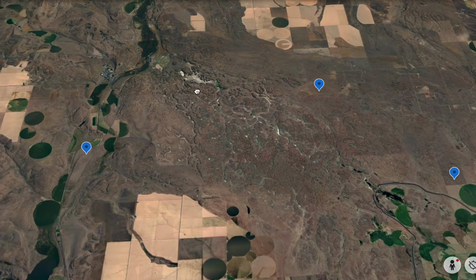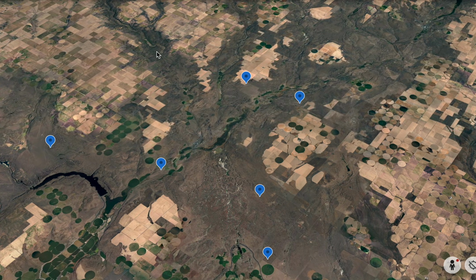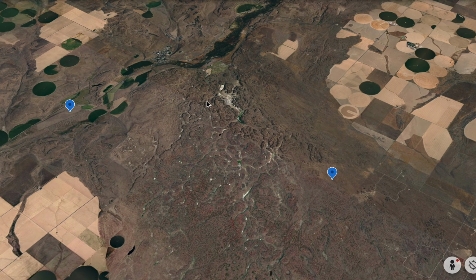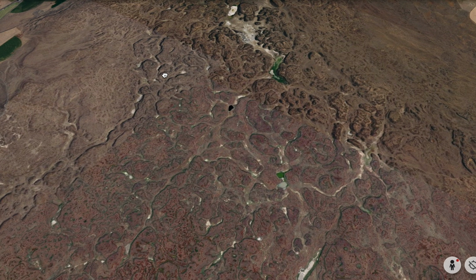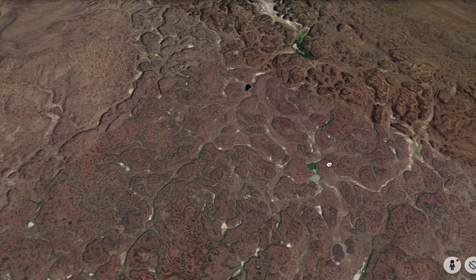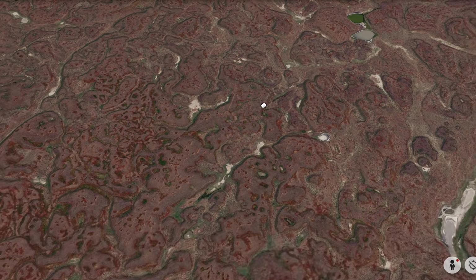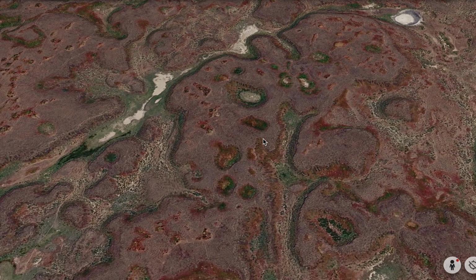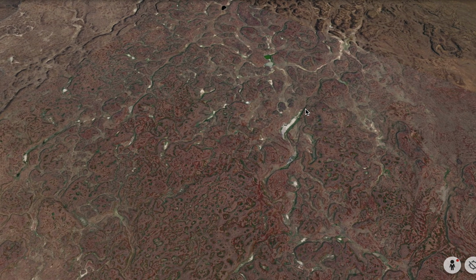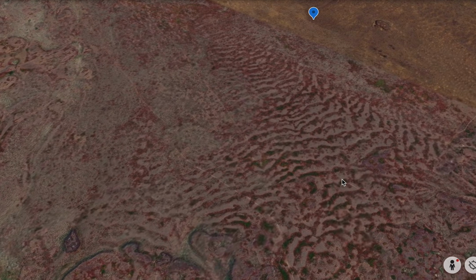And then you can see at the center of this, you got two channels from the channeled scablands. And at the center, you've got a ton of scours in here. All this land was just ripped up by floodwaters. Lots of potholes, scours, scoured river channels.